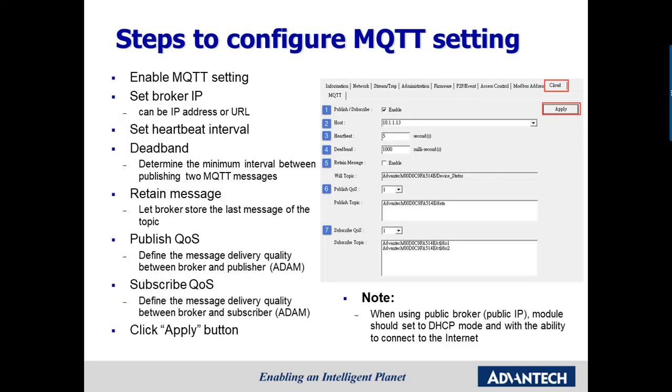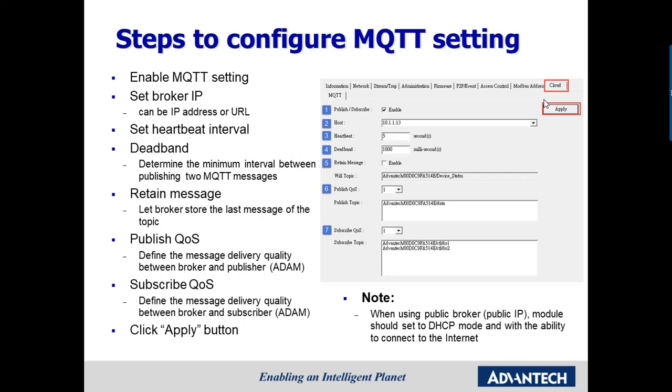The steps to configure ADAM MQTT setting is really easy. After you upgrade the utility to version 2.05.11b02 and above, you will see the cloud page in the last menu. Here we provide 7 settings for user to configure the MQTT function of ADAM. The first one is enable MQTT setting. You must check this box to enable the MQTT function.